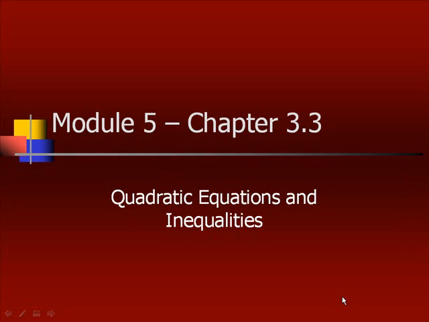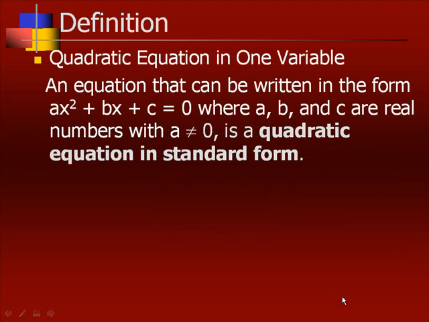Module 5, Chapter 3.3, Quadratic Equations and Inequalities. An equation that can be written in the form ax squared plus bx plus c equals 0, where a, b, and c are real numbers and a is not 0, is a quadratic equation in standard form.